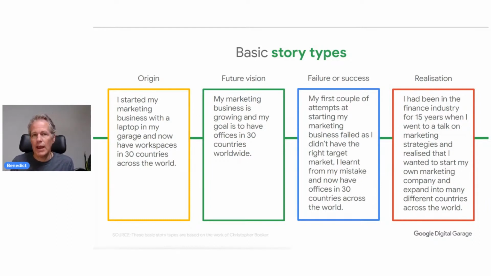Okay. And then we've got another one, which is failure or success. These are essentially didactic and have a certain outcome or learning. You're actually trying to explain the different things. For example, I learned from my mistakes and now have offices in 30 countries across the world. We have an example here. You've struggled with the different things and you've come out the other side, and all of these things are very important.